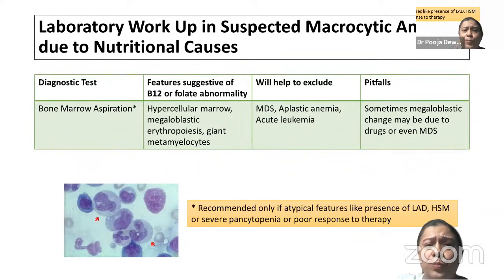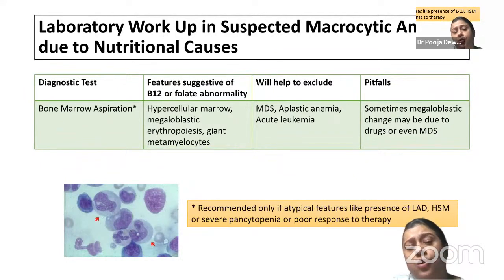Now, bone marrow aspiration is needed only if you are having atypical features. So if your patient is having severe pancytopenia, and you are worried that you could be missing aplastic anemia, or your patient is having features of hepatosplenomegaly, which may be because of underlying leukemia, or lymphadenopathy, and you find that it could be a poor response to therapy, then you have to think of certain alternative diagnoses. In those cases, it is important to do a bone marrow aspiration.